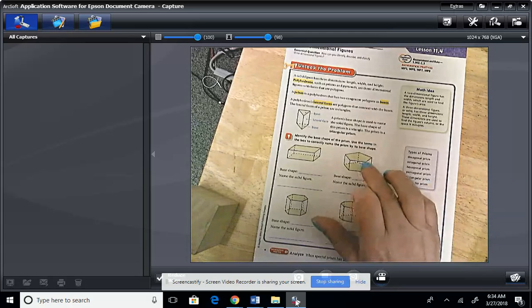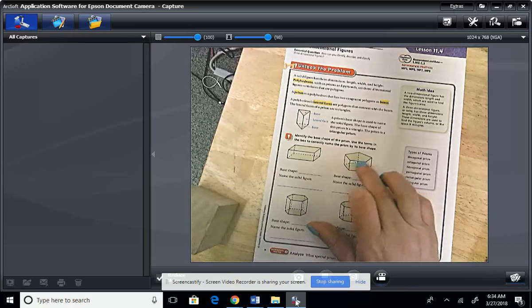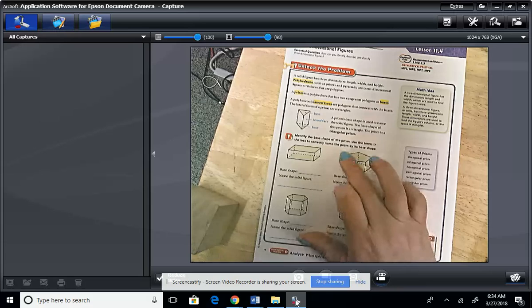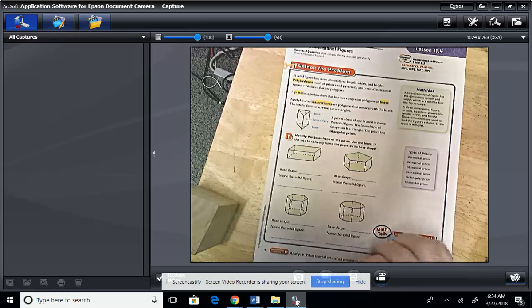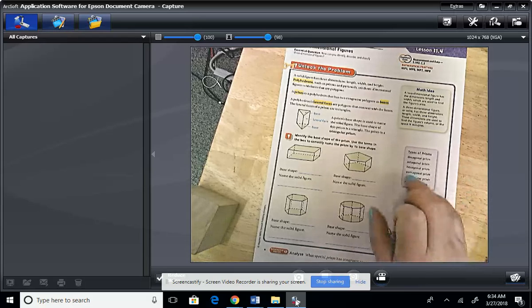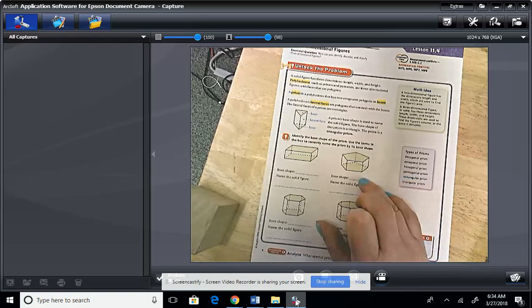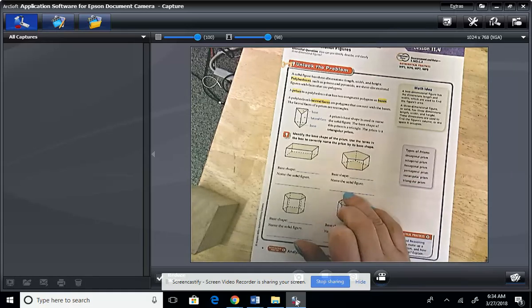So if I look, we've already talked about this. How many sides does this one have? 1, 2, 3, 4, 5. So it has 5 sides. So that we know is a pentagon. So it has a pentagon shape. So it's a pentagonal prism.